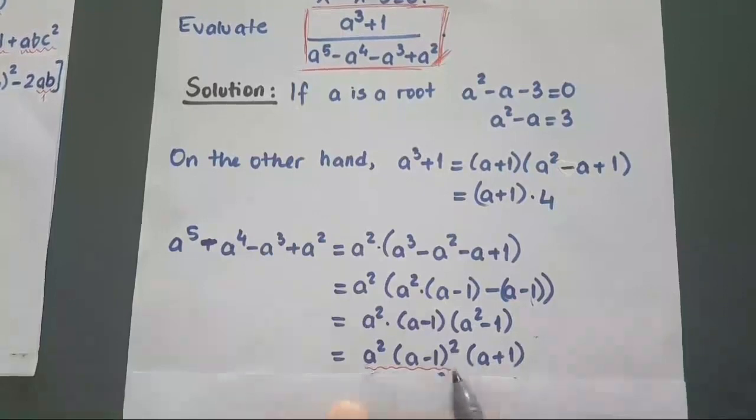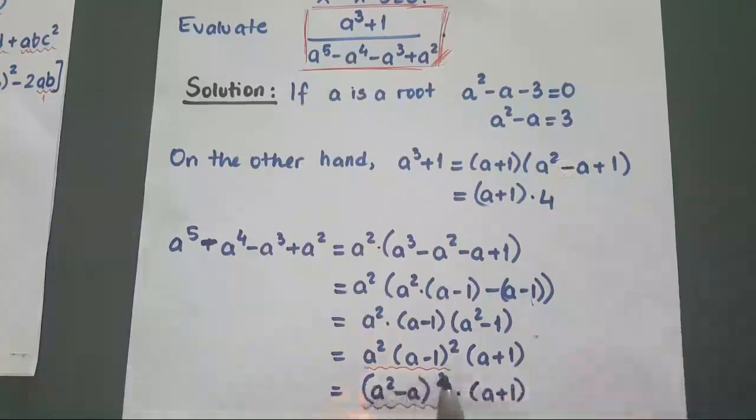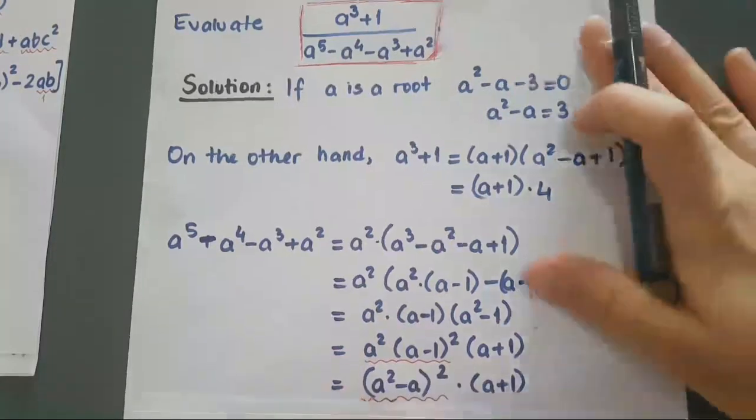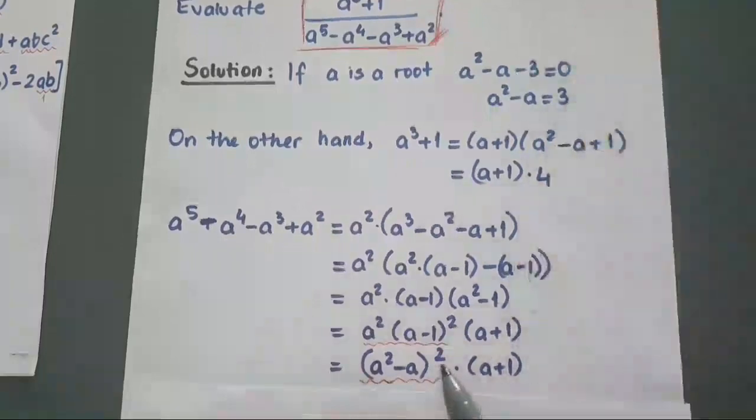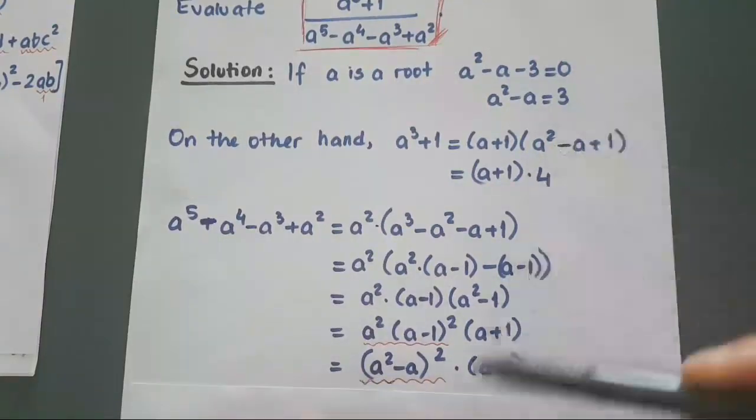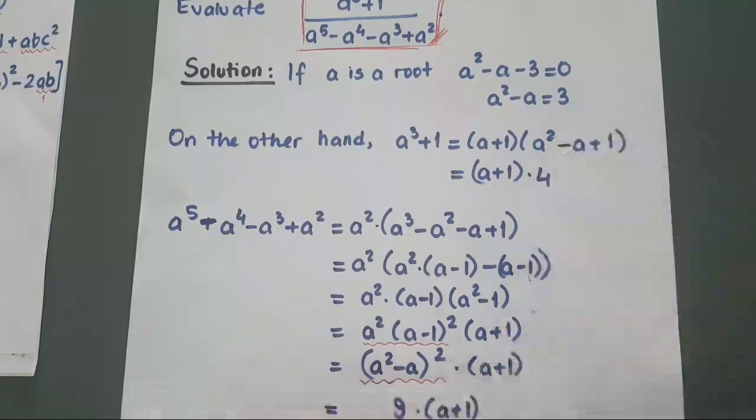What do you see here? a squared and a minus 1 squared. What do you see here, guys? Is this a squared minus a, to the power of 2? Yes, it is. And if it is a squared minus a to the power of 2, that means it is 3 to the power of 2. You see, we have 9 times a plus 1.